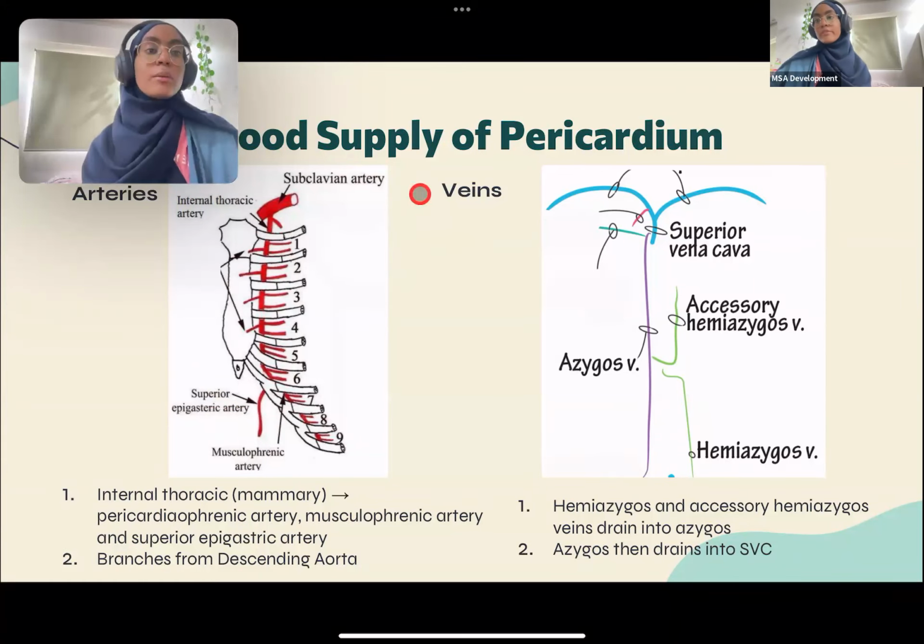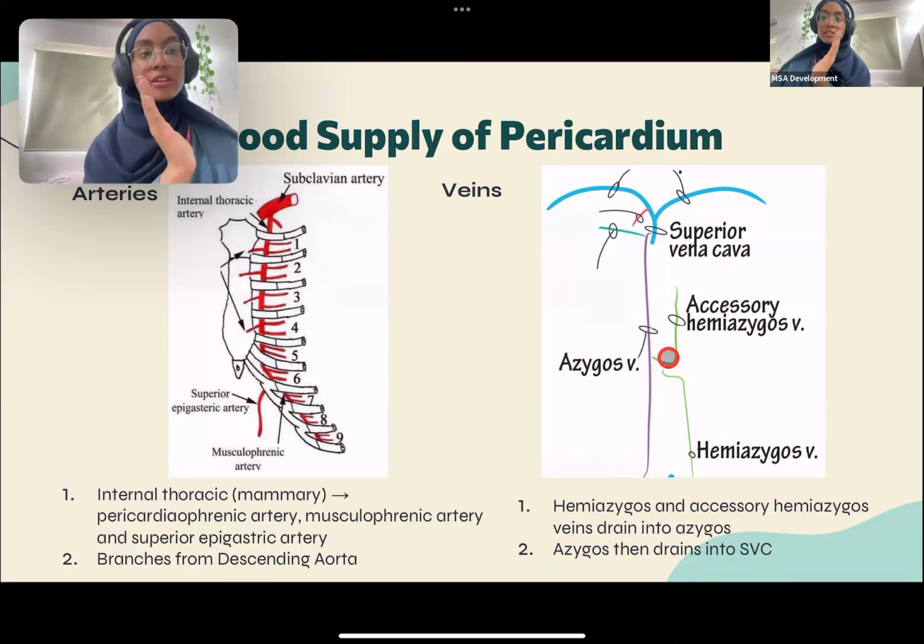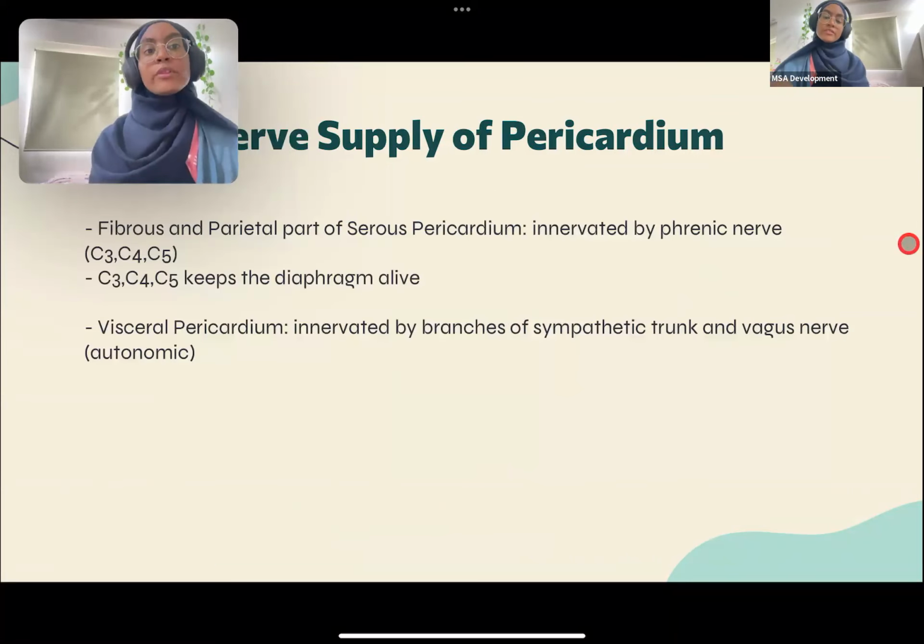Now let's talk about the veins. We have accessory hemiazygous vein and hemiazygous vein. Both of these drain into the azygous vein, which then drains into the superior vena cava. So to recap, we have two main arteries, branches of the descending aorta and the internal thoracic artery, and obviously its branches. For the veins, hemiazygous and accessory hemiazygous, they both drain into the azygous vein, which then drains into the superior vena cava. What about the nerve supply?